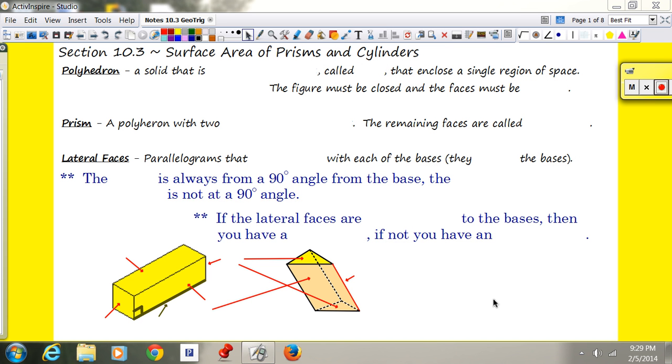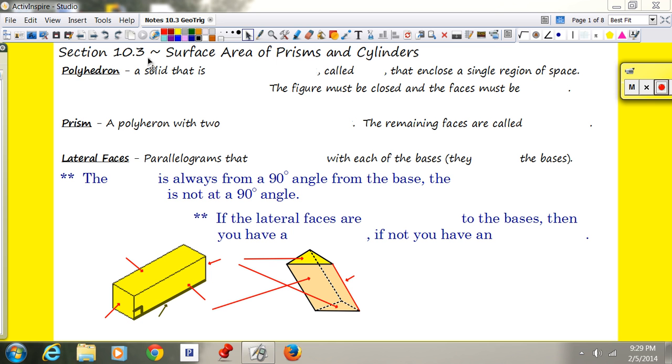Hey guys, here are notes for section 10.3, surface area of prisms and cylinders. I talked a little bit about surface area in class where I was talking about wrapping a present. The surface area is exactly how much wrapping paper you would need to cover your present completely. If this box represented your present, you would need to find the area of all the sides, so that none of them are showing for it to be surface area.